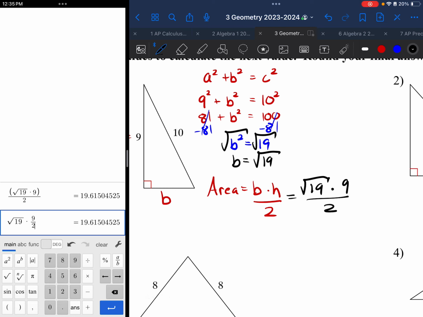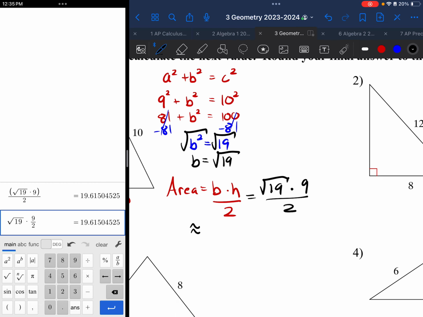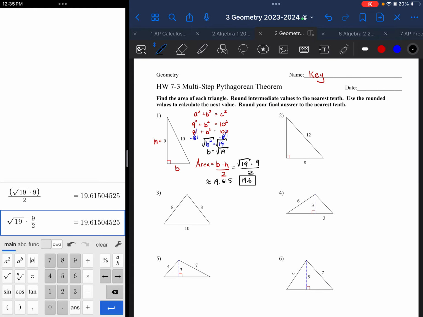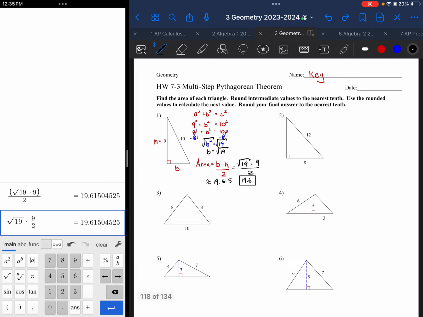But either way, our answer here is about 19.615, which gets rounded to 19.6, which I will have for my final answer, which will not match the back. I don't think any of these will match the back. 19.6 for my answer, and they got a 19.8. So we are in the ballpark, which I'm going to give myself credit for.